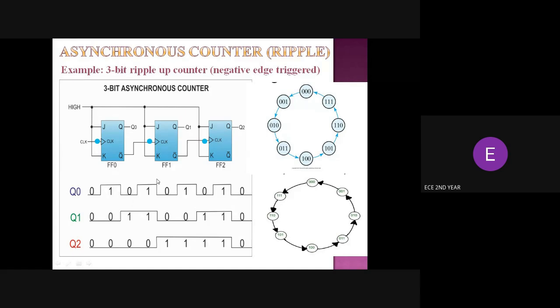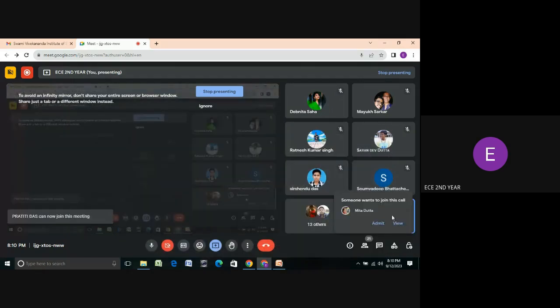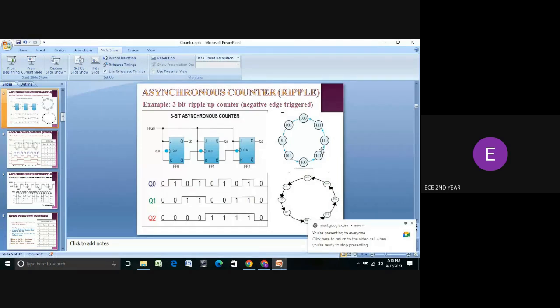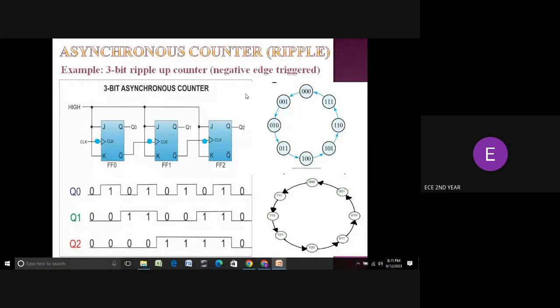And now the new things. This is the clock timing diagram, and this is known as the state diagram. In the class I discussed the state table, but now it is the state diagram, and we have to draw it. For up counting, the first state is 000, and after that we count 001, 010, 011, 100, 101, 110, 111, and 000 again. So it is a circle kind of thing. It is a state diagram for a 3-bit ripple up counter.